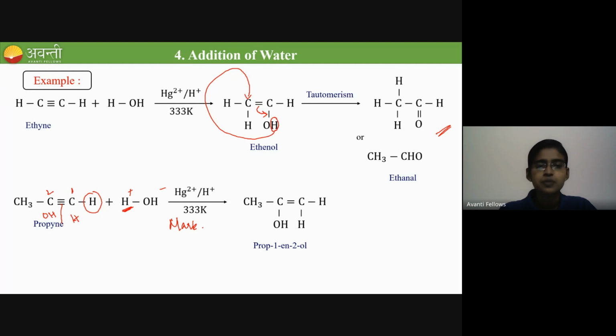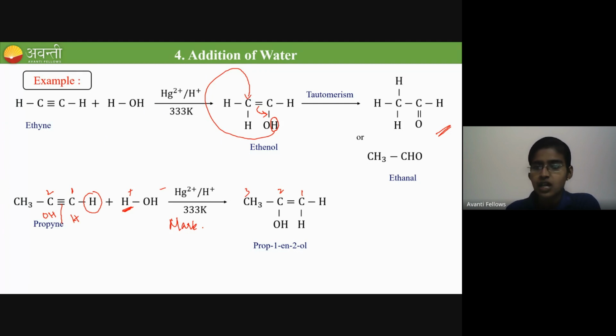Now here it is prop-1-en-2-ol. 1, 2, 3, right? So it is a 3-carbon system. It is prop, between 1 and 2 we have a double bond, so 1-ene, and on the second carbon we have the alcohol. So it is prop-1-en-2-ol.